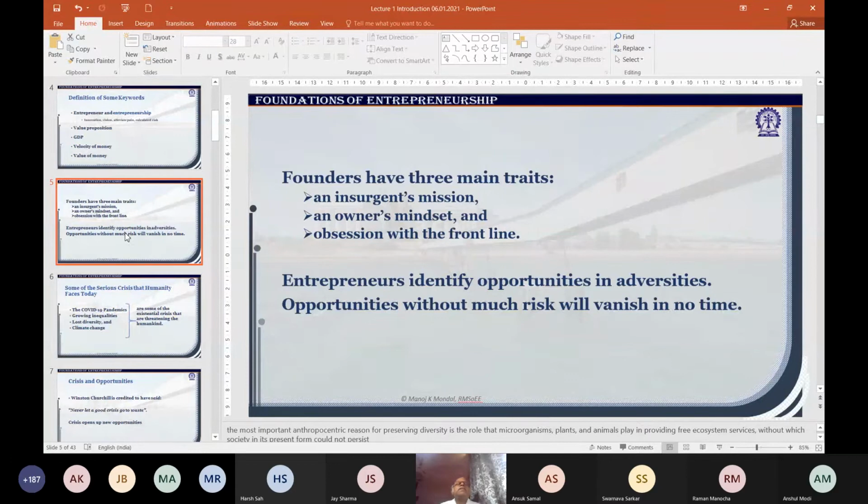Now, today, because this is an introduction, I'll be visiting many things simultaneously. Time is progressing very fast, so I should be fast. I'll revisit this later. Just let me tell you, if you want to become an entrepreneur, you need three kinds of mentality. One is the insurgent mission. Insurgent means the people who do not care about their lives. They have a mission to achieve, and they will always try to achieve that mission no matter what.